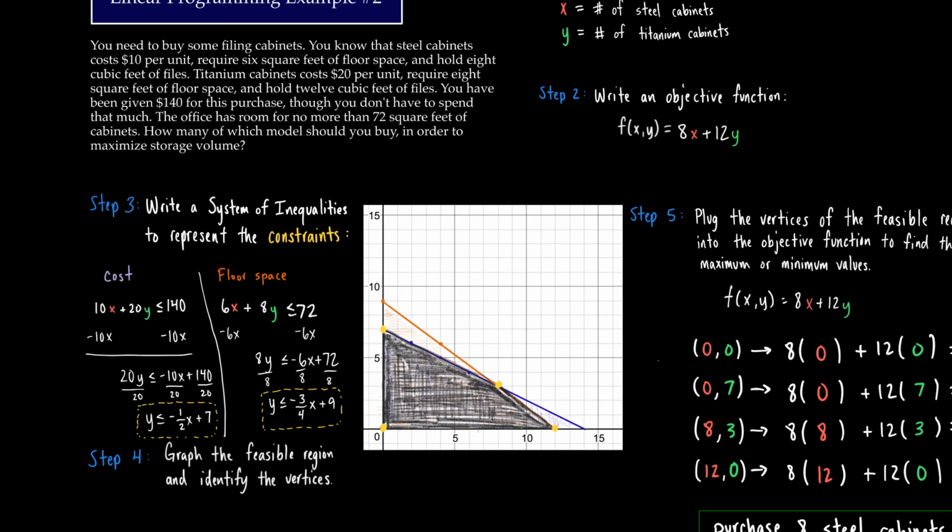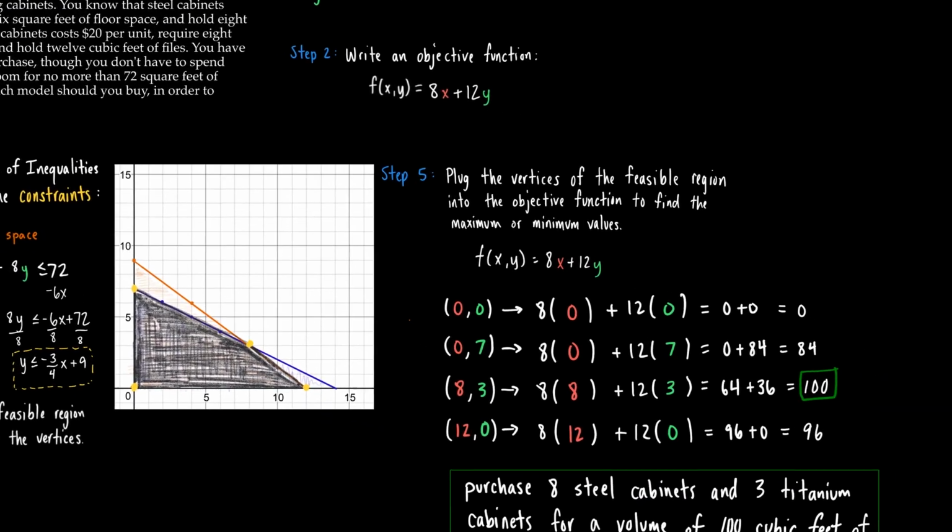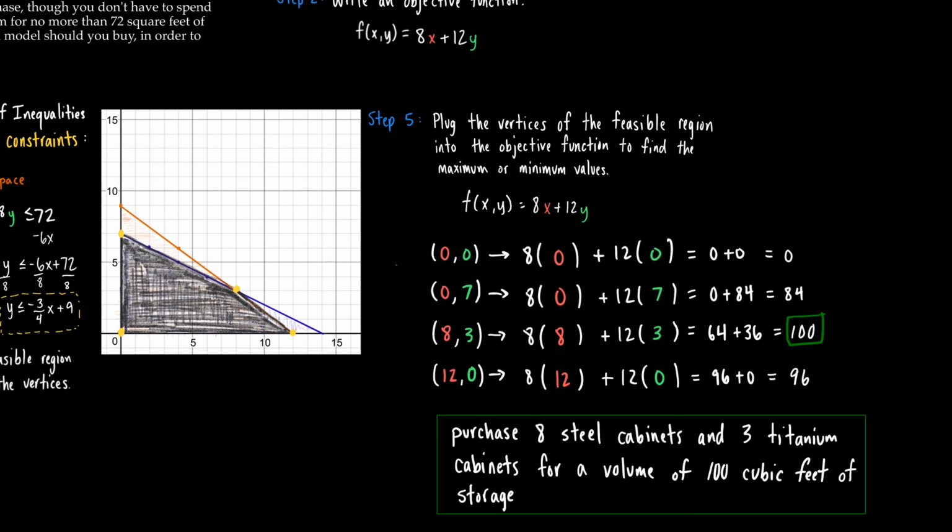Okay, next thing we did was we identified the vertices. So we found all the corners. So 0, 0 is a corner, 0, 7 is a corner, 8, 3 is a corner, and then 12, 0 was a corner. And then what we did was we plugged in, we tried each vertex, and we found that 8, 3 happened to create the most storage space at 100 cubic feet. And so that's our answer.